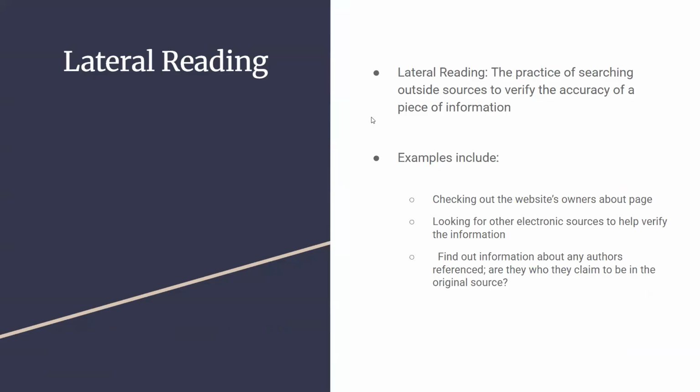In conjunction with the SIFT method is employing a technique known as lateral reading. Lateral reading is the practice of searching outside sources to verify the accuracy of a piece of information. Following links provided by the AI content to see what the original source says is an example of it. Checking out the website's owners or the about page to see, is this actually a legitimate organization? Is this just some random person ranting on the internet in blog form? Looking at other electronic sources to help verify the information is another strategy to employ with lateral reading. And finding out any information about any authors that the content itself references.